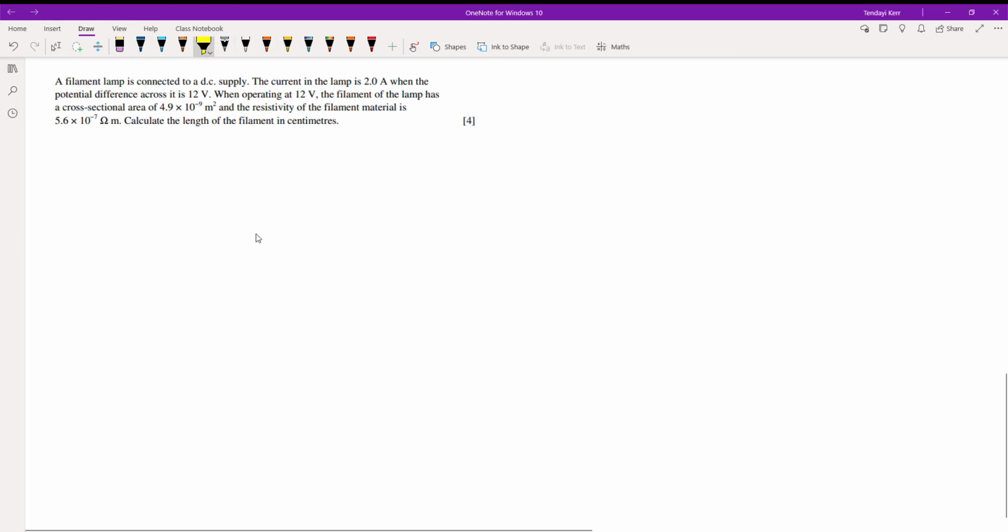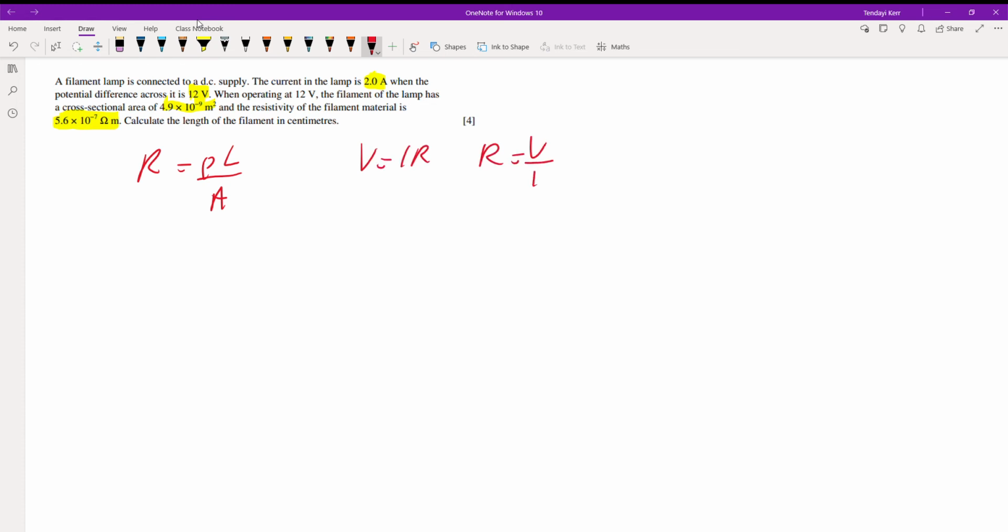So we've got these key points in here. We've got current, we've got potential difference, so that means we can calculate the resistance at that particular value of current. We've got the cross-sectional area, and we've got the resistivity. So what I would do, I'd think about the equation. We know R is equal to rho L over A, and we also know V equals IR, so R is equal to V over I.